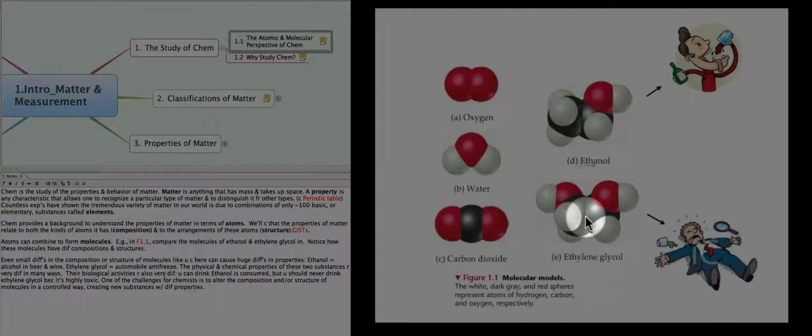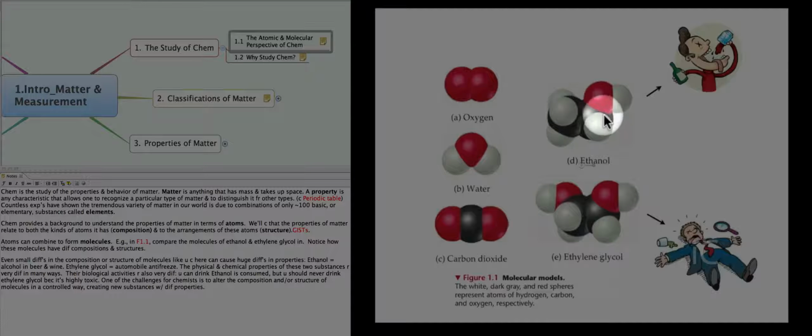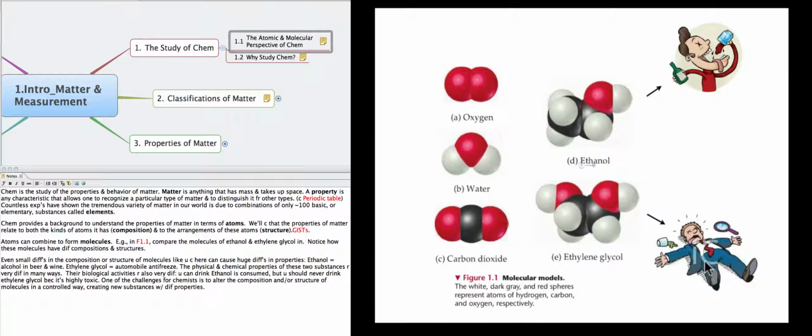The physical properties and the chemical properties of these two substances are very different in many ways. Their biological activities are also very different. You can drink ethanol and you will be happy, but you should never drink ethylene glycol because it's highly toxic. If you do that, you will end up like this guy. One of the challenges for chemists is to alter the composition and the structure of molecules in a way so that we can create new substances with new properties.